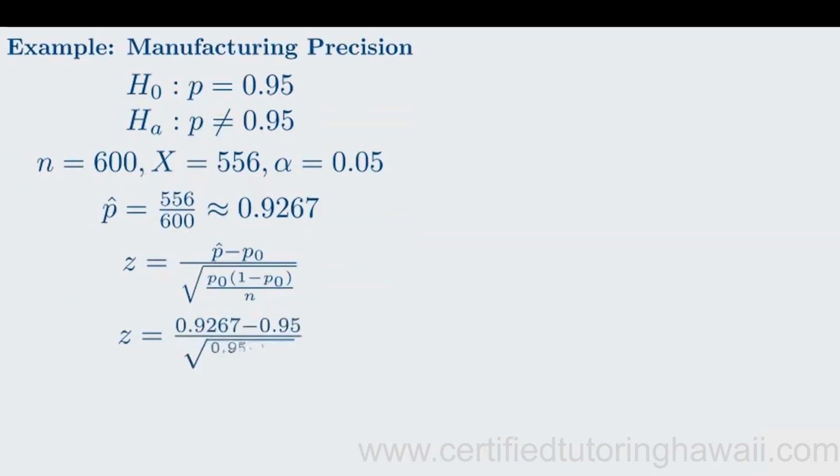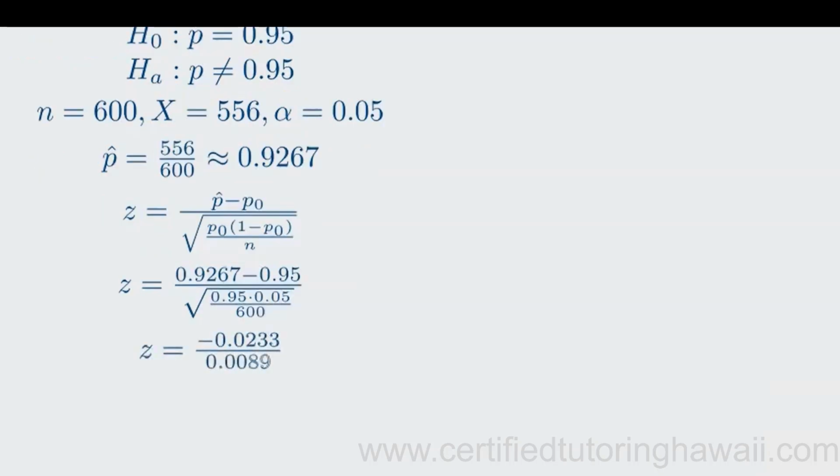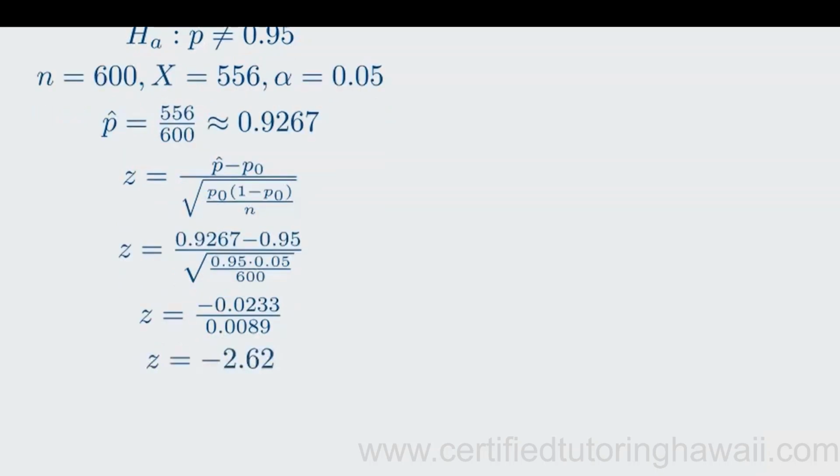Plugging in our values, we get 0.9267 minus 0.95, divided by the square root of 0.95 times 0.05 over 600. This simplifies to negative 0.0233 divided by approximately 0.0089. Our z-score is negative 2.62. Since the engineer's alternative hypothesis was that the proportion is different, we must perform a two-tailed test. We find the area to the left of negative 2.62 and double it.